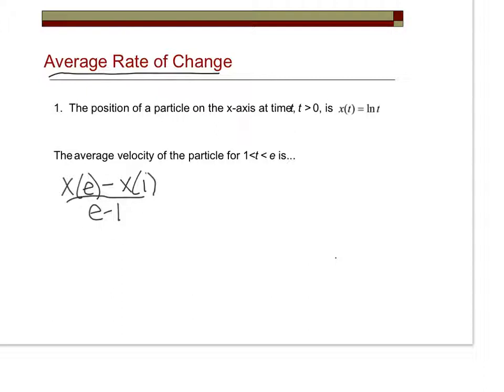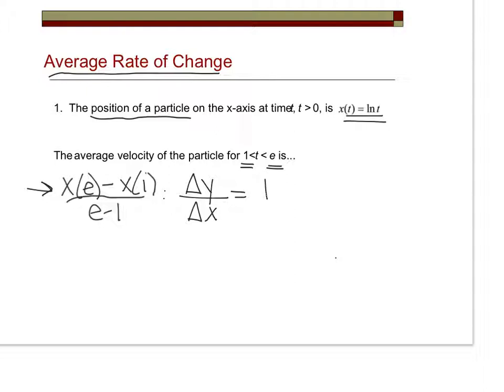So first of all, we are given the position of a particle on the x-axis, which is modeled by this function. Now we're asked to find the average velocity. If I'm given position, I do the change in y values, x of e minus x of 1, as the numerator, divided by the change in the x values, e minus 1. You can see I am really finding the slope of the position.